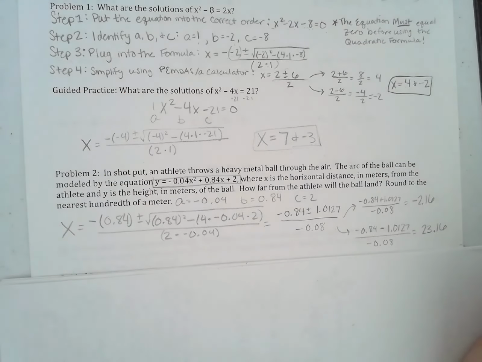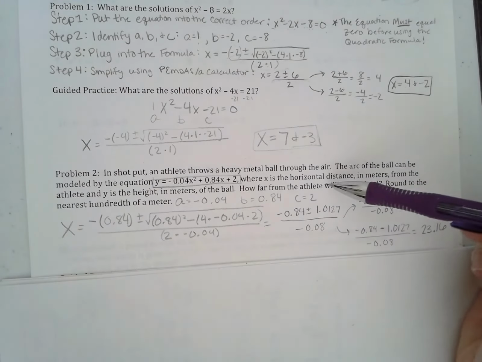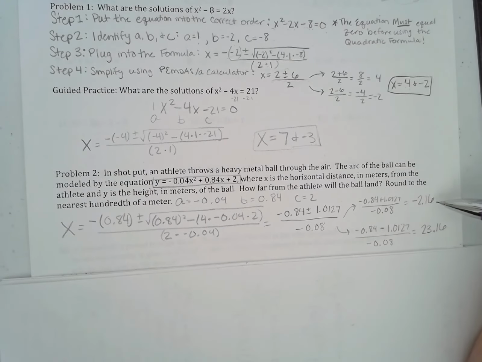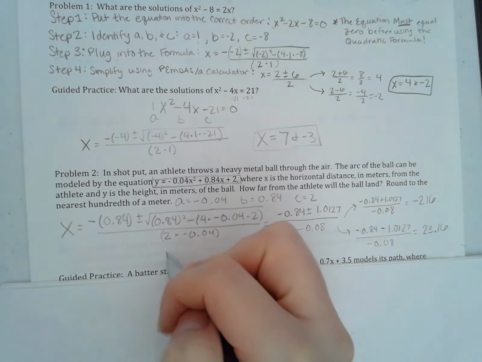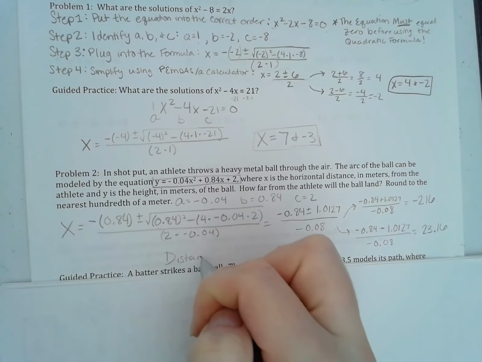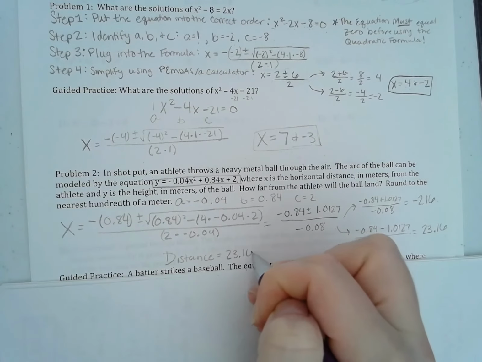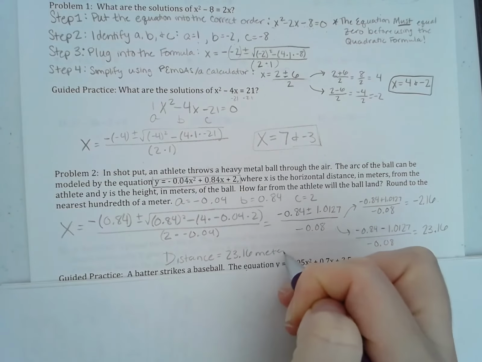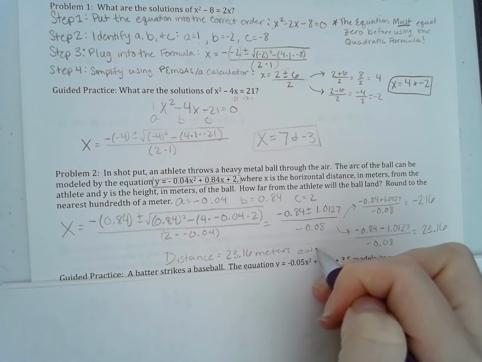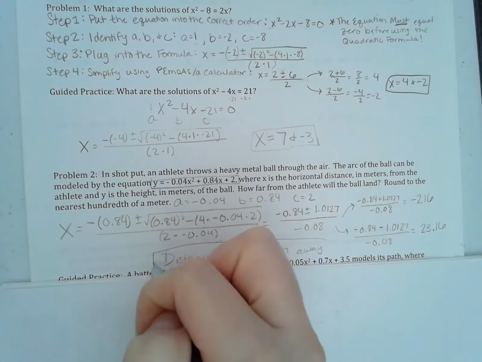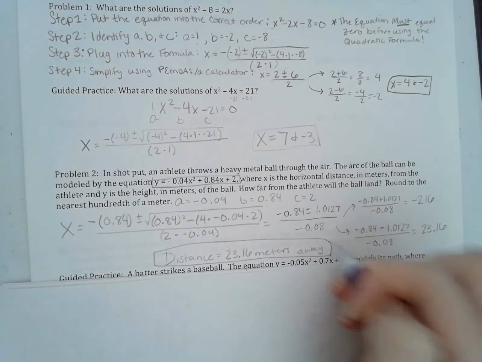Now, only one of these makes sense. It's asking how far from the athlete the ball will land, and negative numbers, when you're talking distance, do not make sense. So the only one that makes sense is 23.16. So the distance away from the athlete will be 23.16 meters away. So that's going to be your final answer in this case.